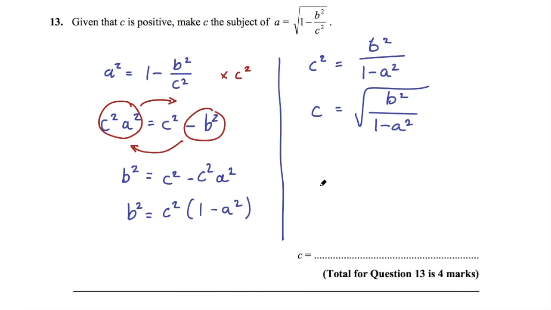And somebody asked me a really good question in one of my other videos about whether to include the plus or minus in these types of questions when there's a square root. And I think you should include it in this question, but they've told us that c is positive, so there can only be a positive value for c. If it didn't tell us that, maybe we should include the plus or minus before the square root. But in this case we don't have to, so c is equal to the square root of b squared divided by 1 minus a squared.